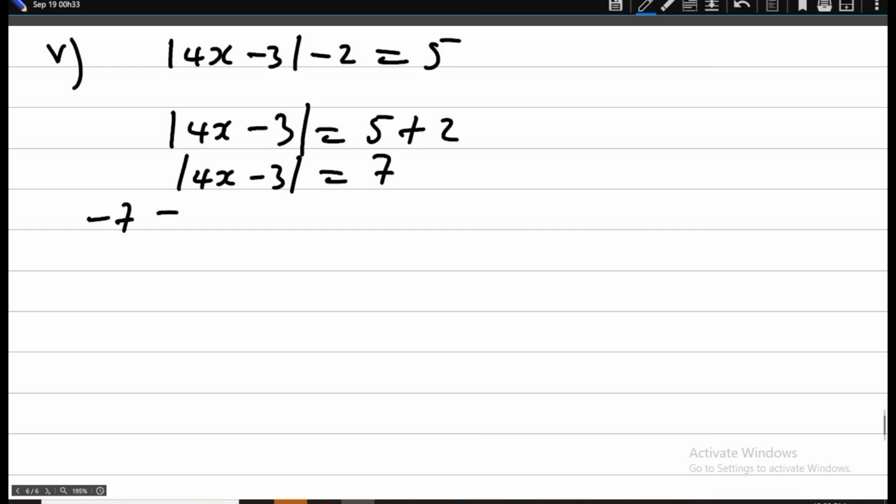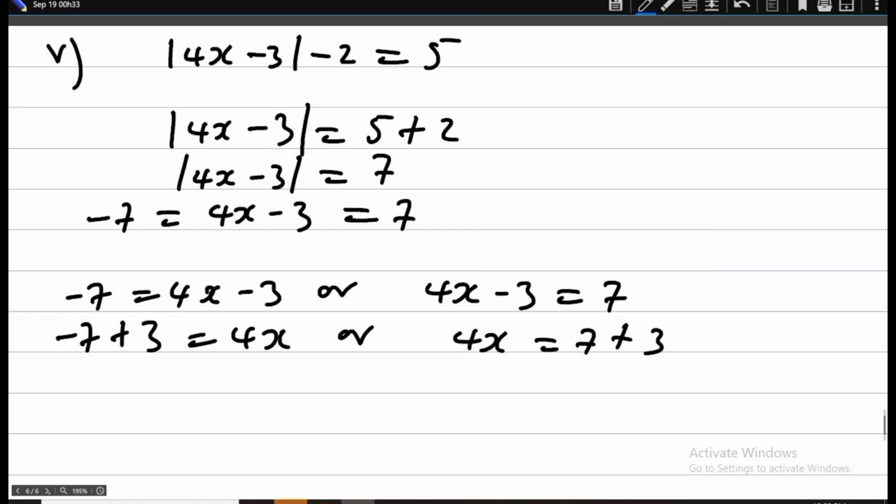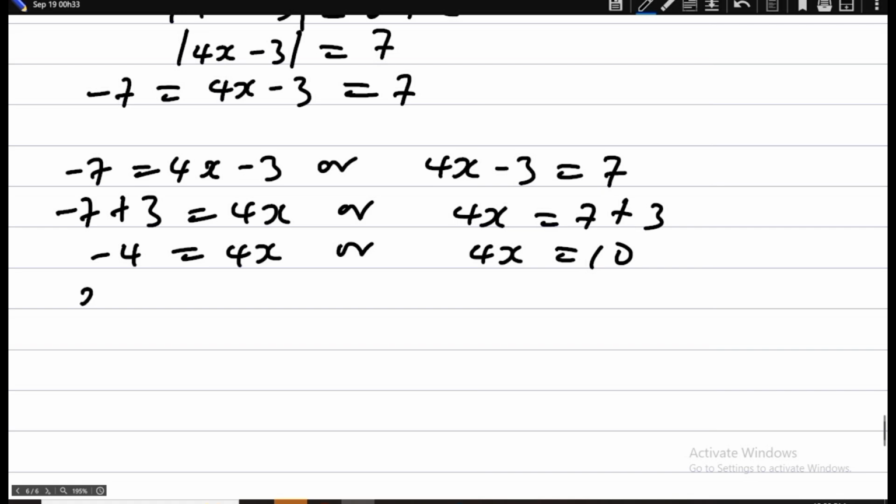So let's separate that minus 7 is equal to 4x minus 3, or we say that 4x minus 3 is equal to 7. So finally, I'm going to have that minus 7 plus 3 is equal to 4x, or we say that 4x is equal to 7 plus 3. So for this side, I'm having that minus 4 is equal to 4x, or we have that 4x is equal to 10. So finally, I'm having that x here is equal to minus 4 over 4, which is minus 1, or x is equal to what? 10 over 4, which is what? 5 over 2. Okay, so that is that.